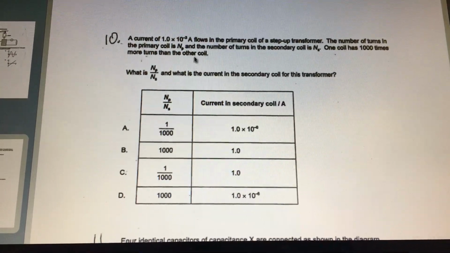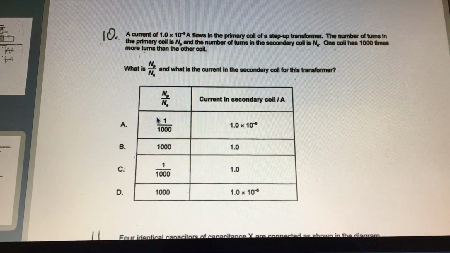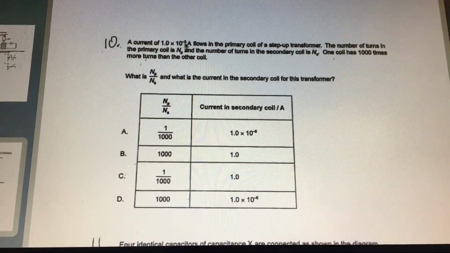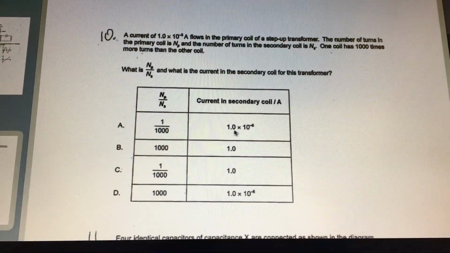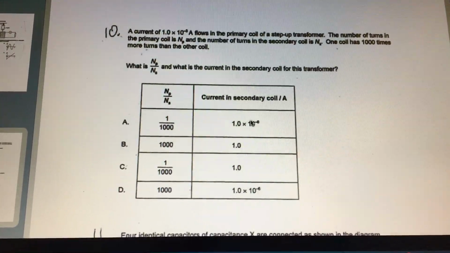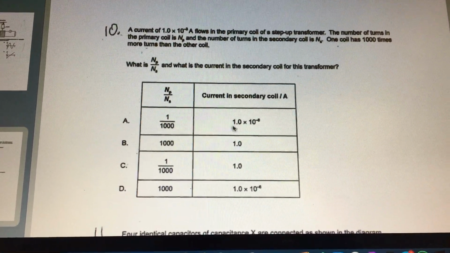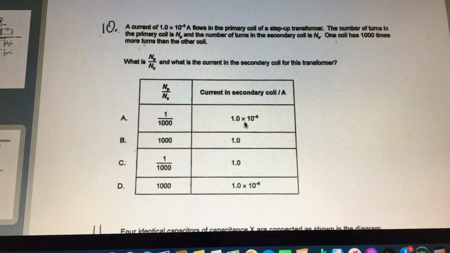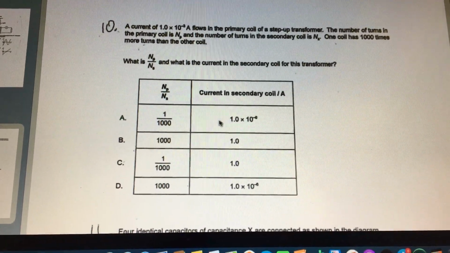If it's a step up, then voltage gets bigger, therefore current gets smaller. It's times 10 to the minus 3, it's actually going to get 1,000 times smaller, so it's going to end up being times 10 to the minus 6. We just said it was A or C, so now it's A or D, therefore the answer is A.